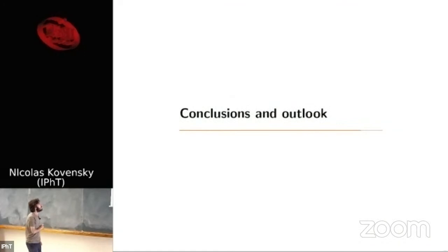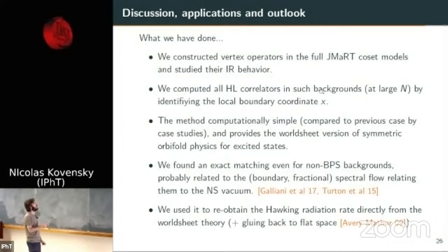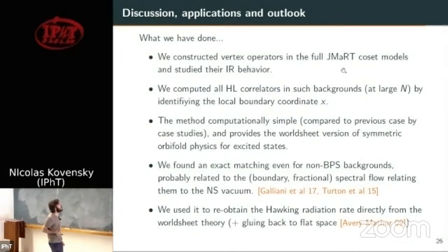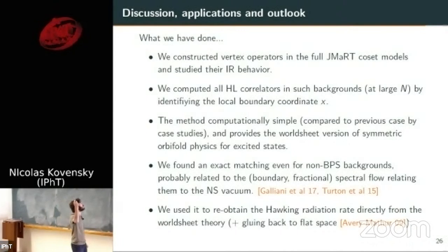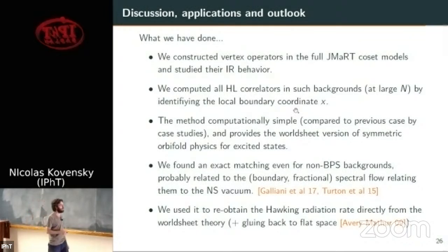Okay. So if there are no questions, let me conclude, briefly going over what we did. We constructed the vertex operators in the full J-Mart coset models built by Emil, David and Stefano. We computed all heavy-light correlators in such backgrounds in terms of the local coordinate on the boundary. They have a very nice and simple structure.